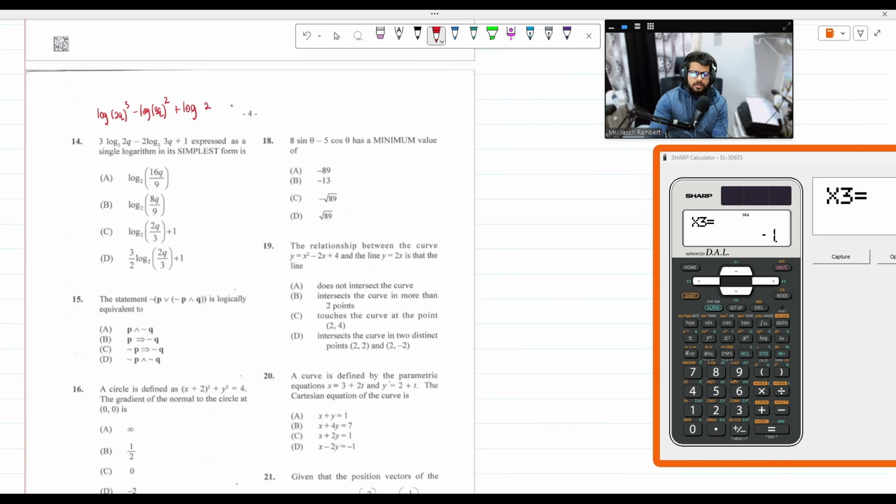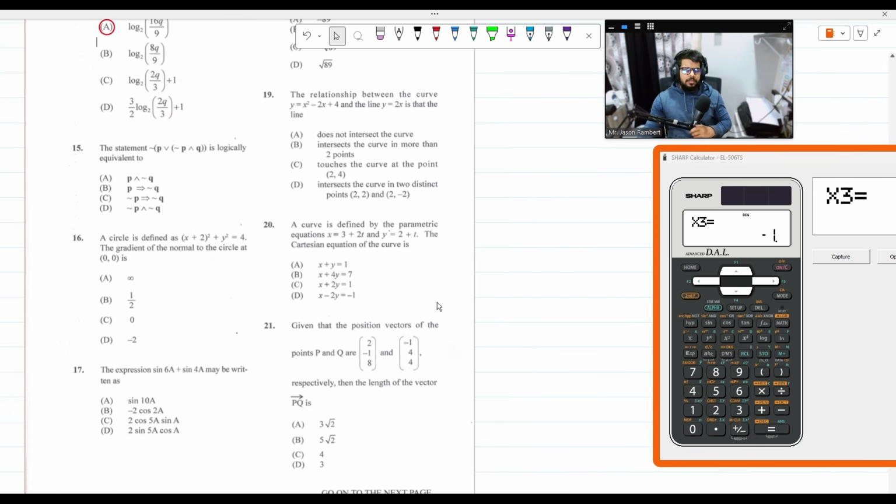So using the laws of logs, I'm going to get 2 to the power 3 is 8. So I'm going to get log of 8q cubed divided by 9q squared multiplied by 2. So the q and the q goes away. 8 by 2 is 16. So I'll get 16q over 9 to base 2. The answer is A.